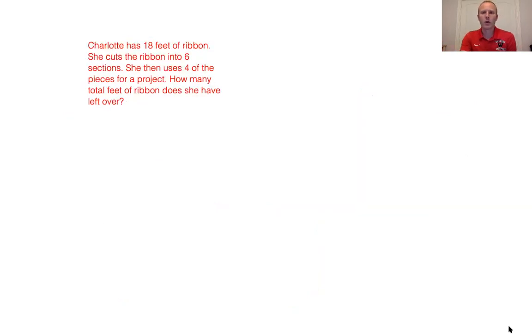Here we go. On our third problem, it says Charlotte has 18 feet of ribbon. She cuts the ribbon into 6 sections. She then uses 4 of the pieces for a project. How many total feet of ribbon does she have left over? So let's take a look at this problem before we get started, because there's a lot in there.